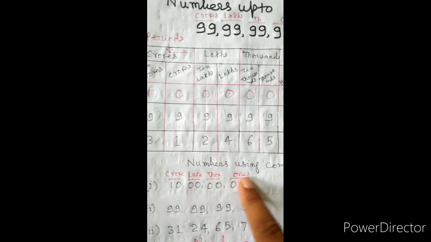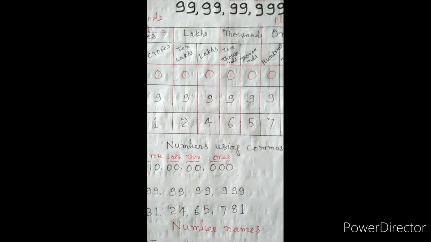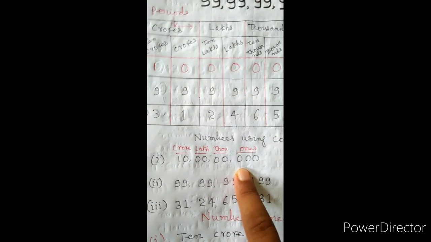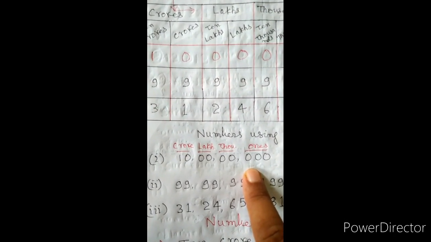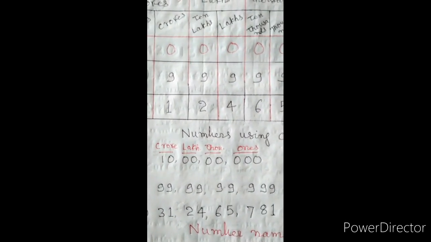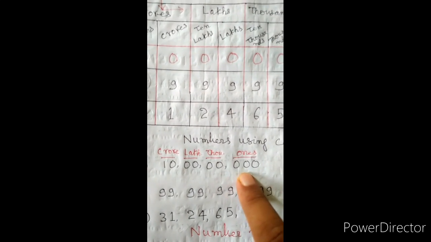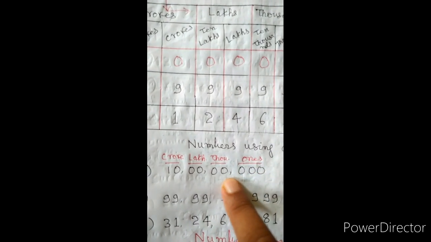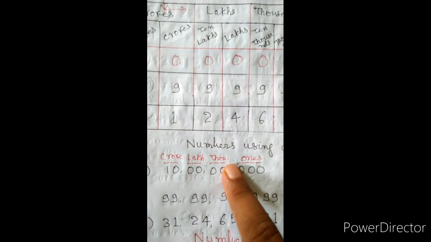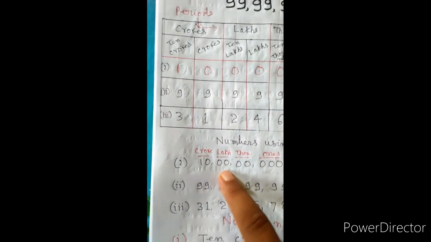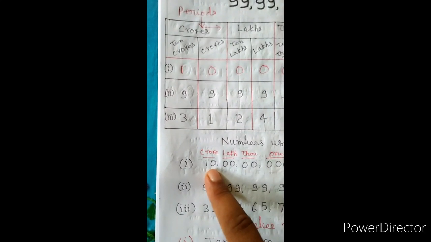Now, numbers using commas. We can put commas to separate periods. Commas are used to separate periods. Here are 3 zeros and they are in ones period. There are 3 places in ones period, so these 3 digits are separated by comma. There are 2 places in thousands period, so 2 zeros are separated by comma. Here are also 2 digits. Here are also 2 digits.